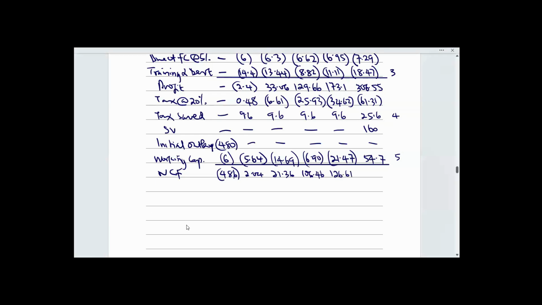Year 5, 306.55 minus 61.31 plus 25.6 plus 160 plus 54.7 equals 485.54.